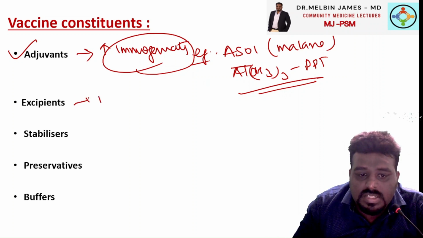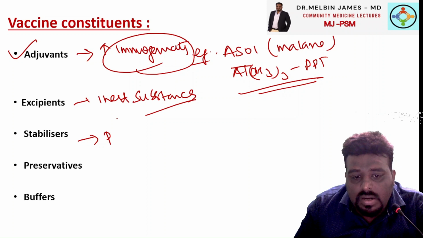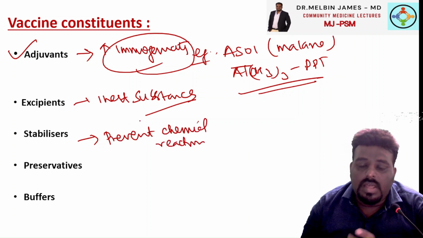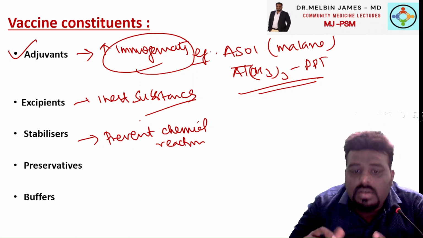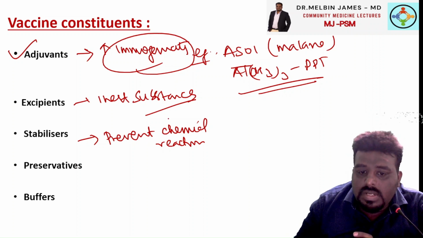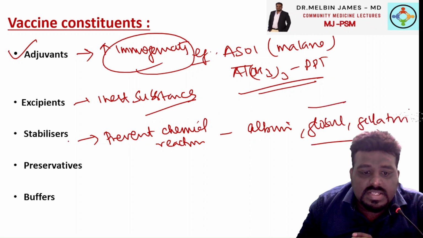Excipients are nothing but inert substances. They stabilize and prevent chemical reactions, so that the vaccine doesn't stick to the walls of the vaccine vial. Examples are albumin, globulin, and gelatin. These are called stabilizers.